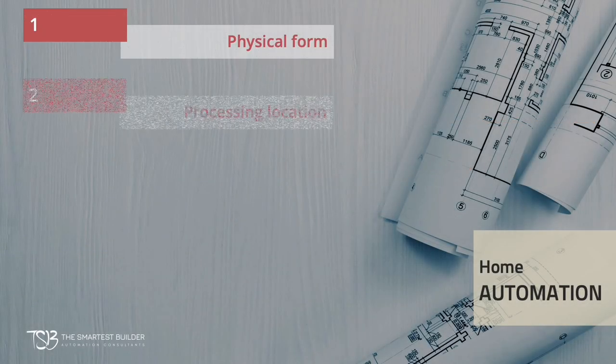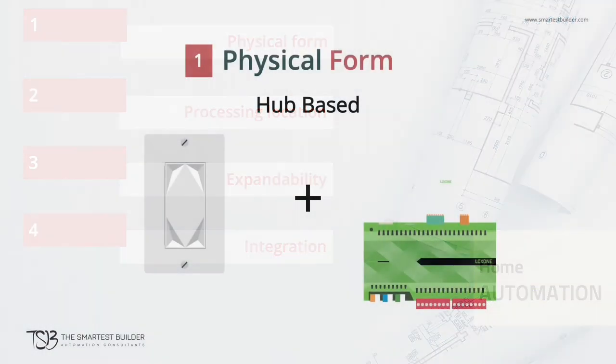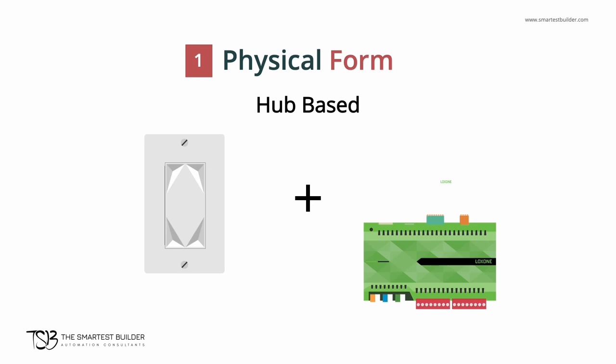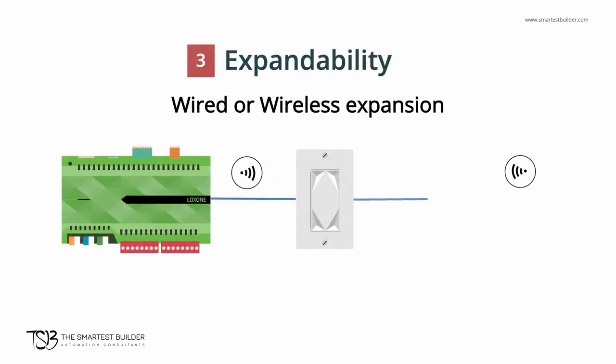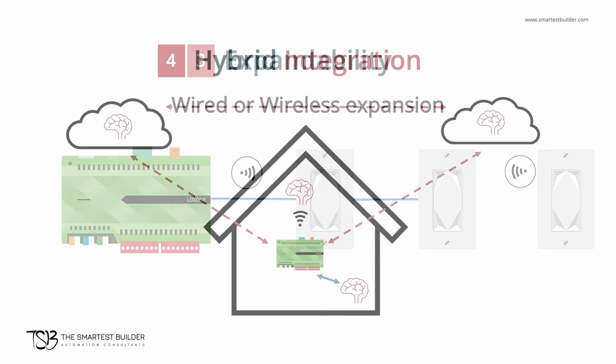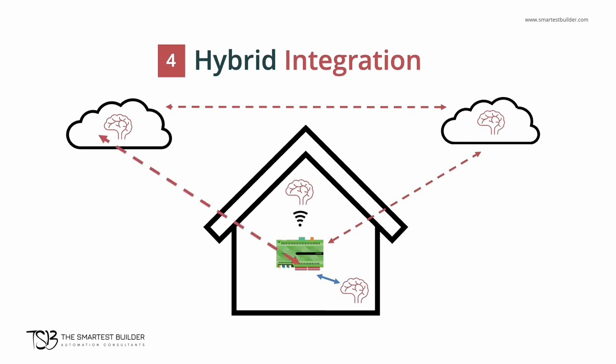Now, let's look at the characteristics of Loxone. Number one, physical form. Loxone comes in a hub-based form. This can either be a mini server Go, which can go on the shelf or a desk, or the mini server, which goes inside a dedicated panel. Number two, and the most important, the brain. The biggest difference with Loxone is its processing location. Everything Loxone does for home automation is done within this hub. This includes logic, processing, calculations, and even the app. Number three, expandability. If you need to expand Loxone after you finish your installation, you can do so through wired or wireless methods, giving you ultimate flexibility. And finally, number four, integration. Loxone's mini servers can integrate with multiple manufacturers, both locally within your house or over the internet.